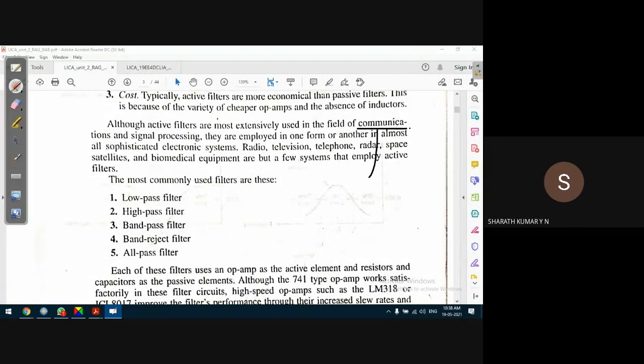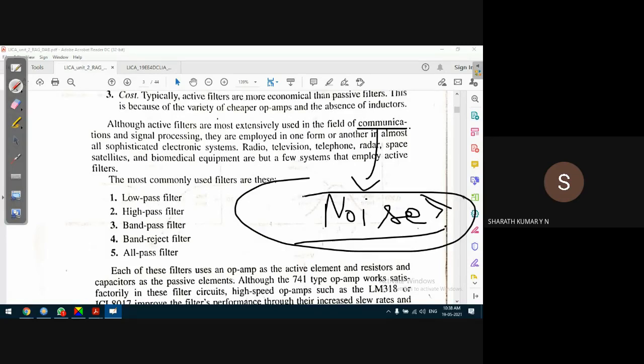A good example for communication is noise cancellation. Nowadays in mobile devices and communication devices, there are noise cancellation techniques. So what is a noise cancellation technique? Noise signals are always high frequency signals, so a low pass filter is used. A low pass filter allows only low frequency signals and blocks high frequency signals, which are nothing but the noise signals.